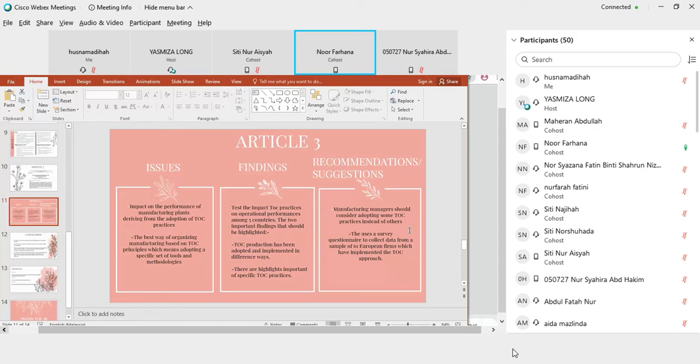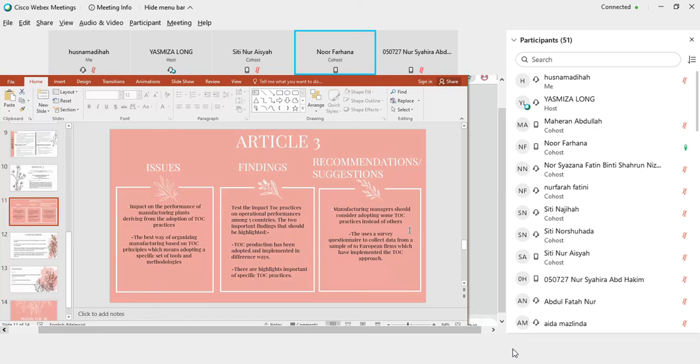The second one, they use a survey questionnaire to collect data from a sample of 61 European firms which have implemented the TOC approach. The data was collected from 61 manufacturing plants located in Spain, United Kingdom, Germany, and so on.